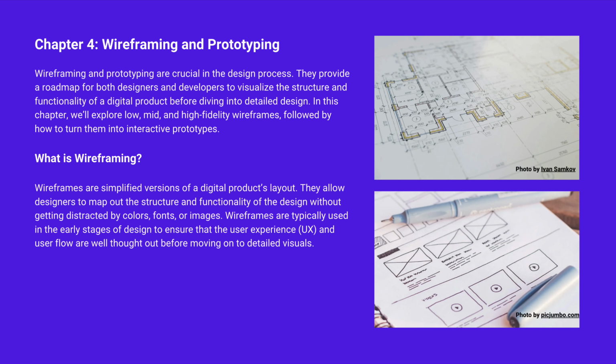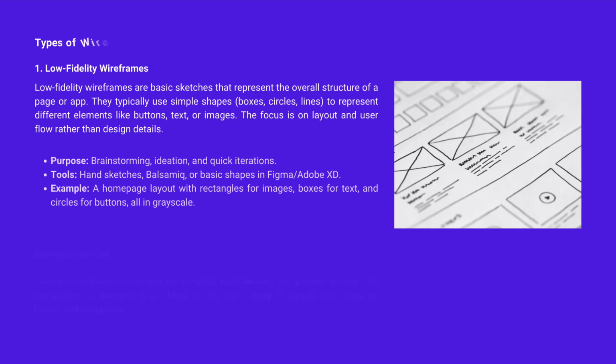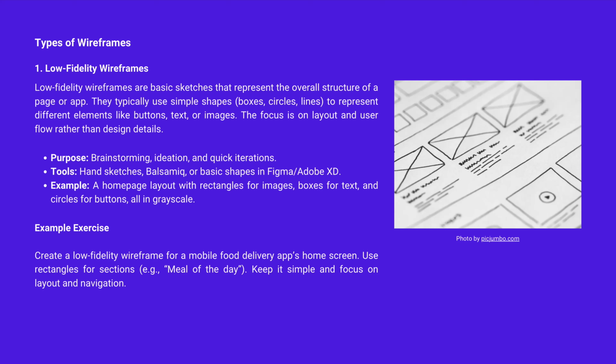Wireframes are a simplified version of a digital product layout. They allow designers to map out the structure and functionality of the design without getting distracted by colors, fonts, or images. Let's look at the different types of wireframes and how we can create them for our project.